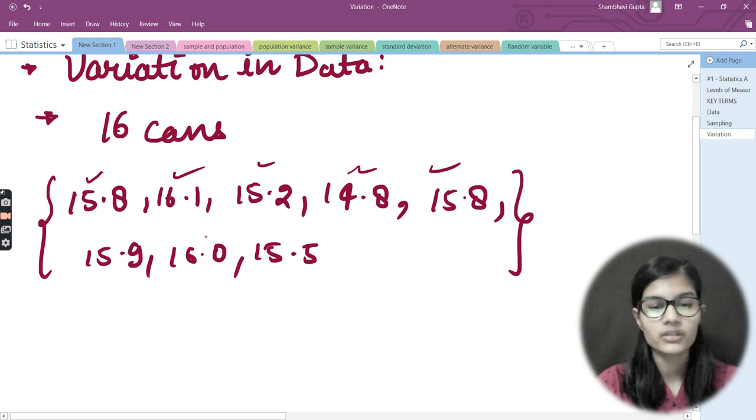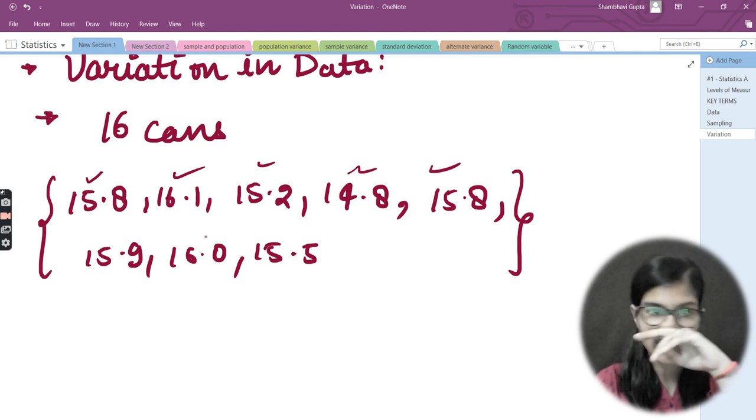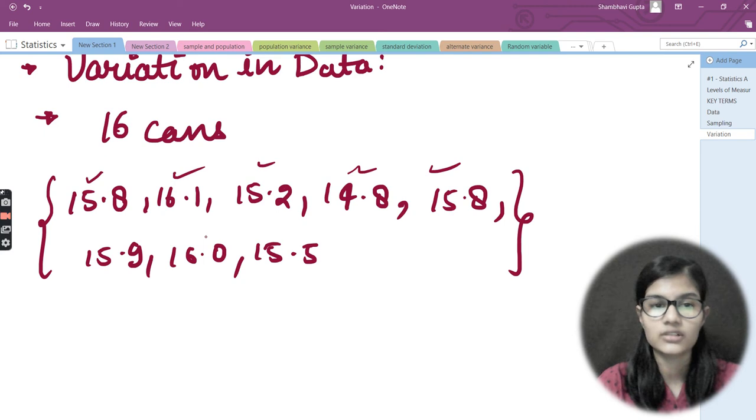Right, so basically manufacturers run tests to determine whether the amount of beverage in a 16 ounce can falls within the desired range or not. This is somewhat what actually happens in data as well. I just took some random example. This is the same thing which happens with data: when you take your data, it may vary somewhat from someone else's data.